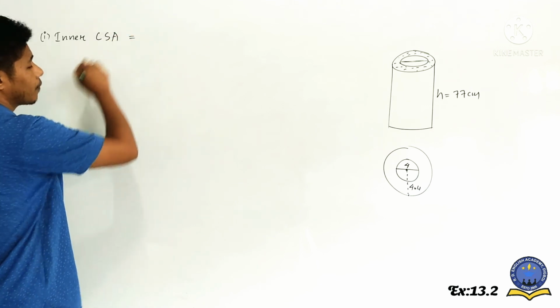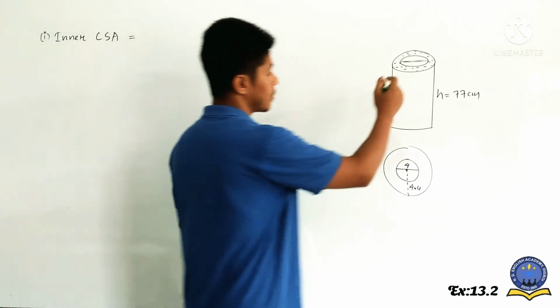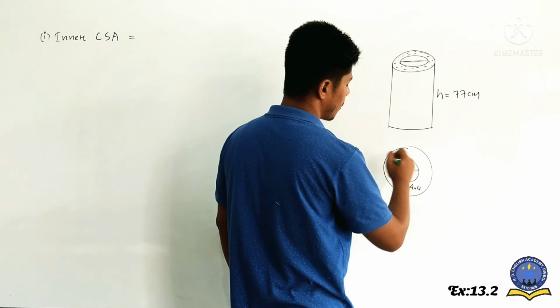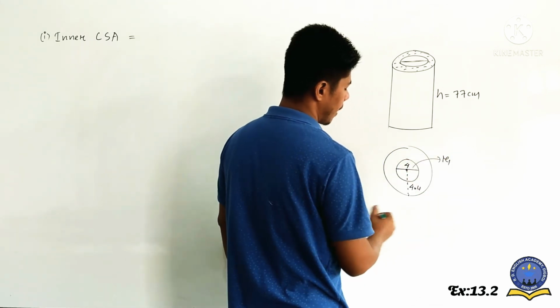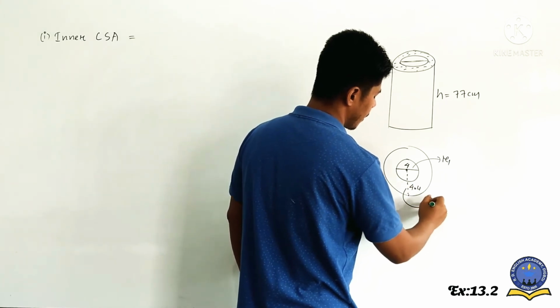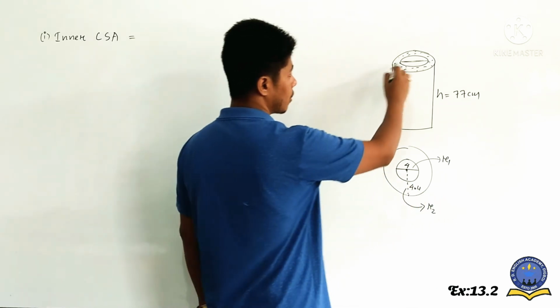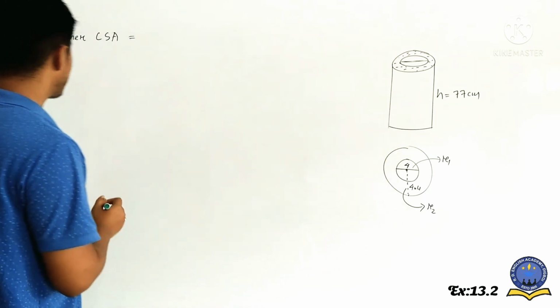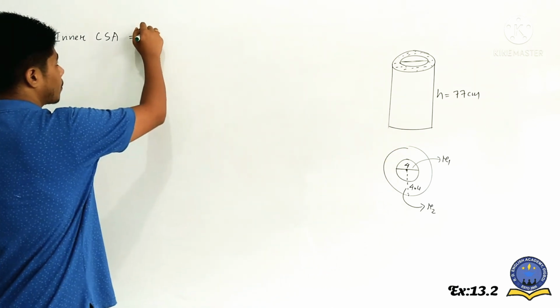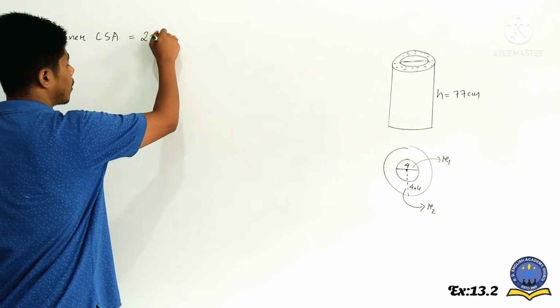In case of the inner curved surface area, if we consider the radius for the inner part as R1, clear? And for the outer part, if we consider the radius as R2, because here we need two radii, so you have to consider them separately. The diameter is given here actually, and the formula we have to write here is 2 pi r1 h.